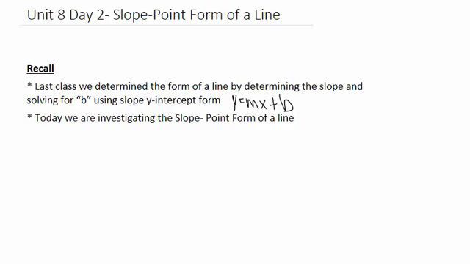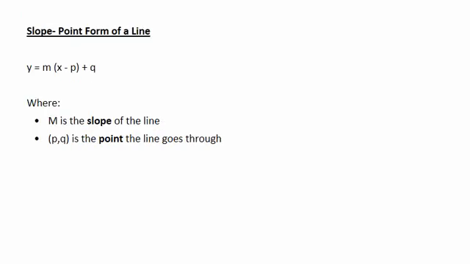Unit 8, Day 2, Slope Point Form of a Line. Recall that last class we determined the form of a line by determining the slope and solving for b using the slope y-intercept form, which we know to be y equals mx plus b. Today we're going to investigate another way of writing a line, and that's called the slope point form of a line. So here's the slope point form of a line.